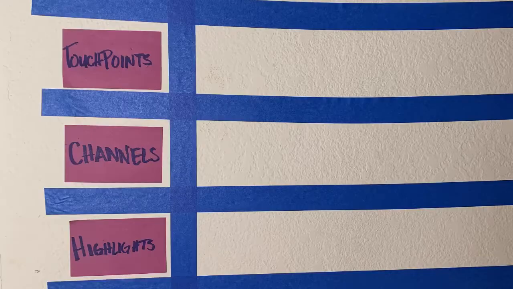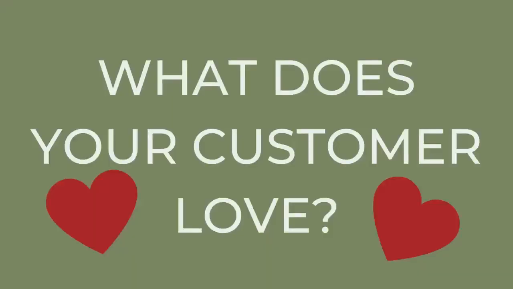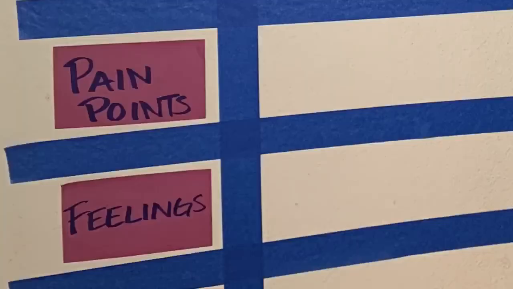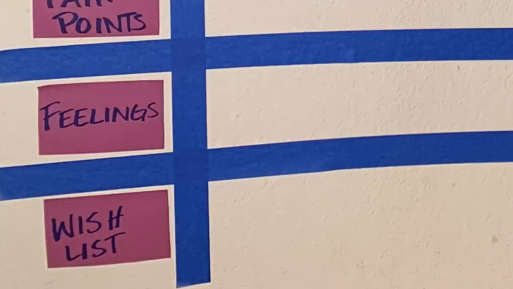The next is the highlights. What is your customer doing at that moment that they're really, really excited about? On the flip side of highlights, we're going to talk about your pain points. What is it that your customer hates at this point? And then we're going to talk about overall feelings for a piece of the journey. And finally, you're going to pull out the wish list.